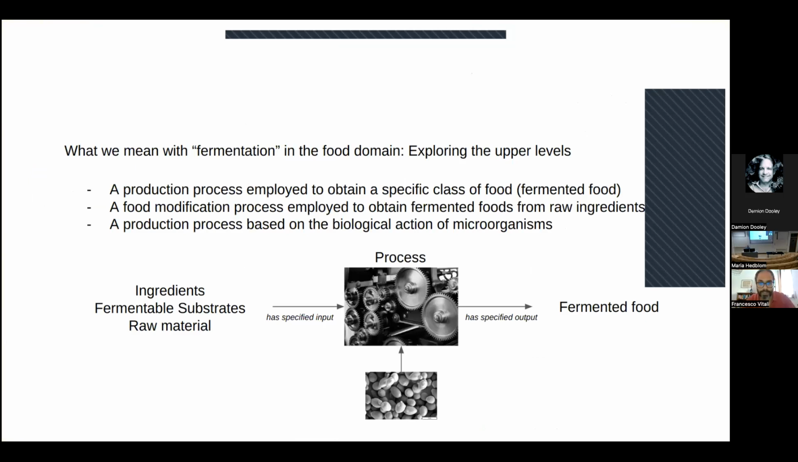So putting the concepts together, we see the fermentation basically as a process. We can define it in a variety of ways. As a process, we have some ingredients which are the input of this process, and this process has, let's say, a protagonist, a player, I would say the main player, but at least a very important player, the microorganism, and the output of this process is defined as the fermented food.